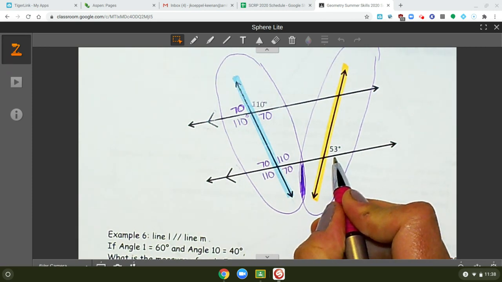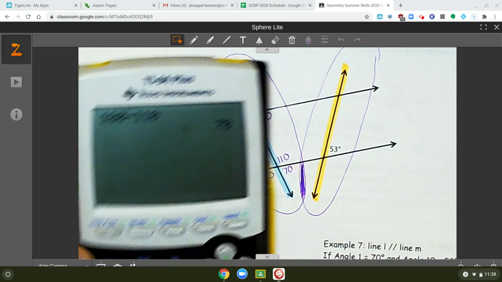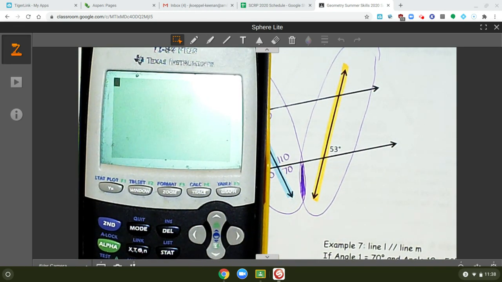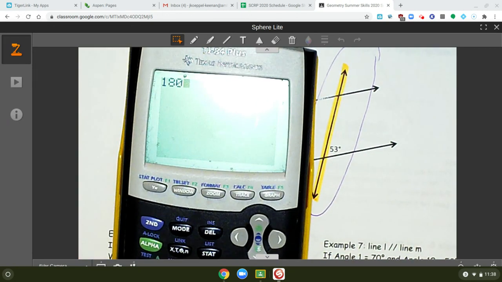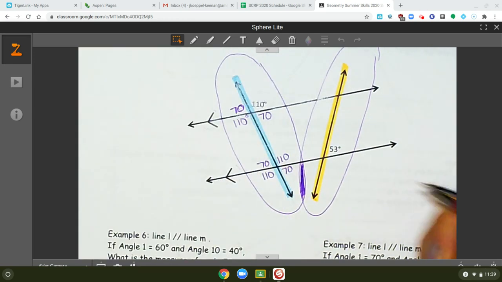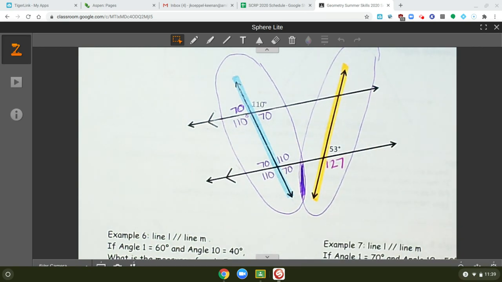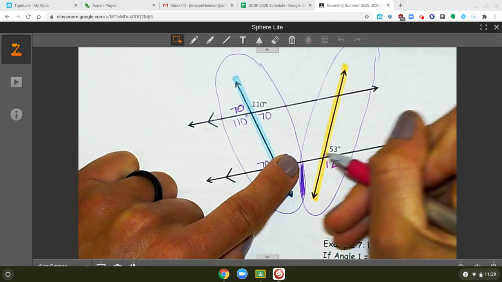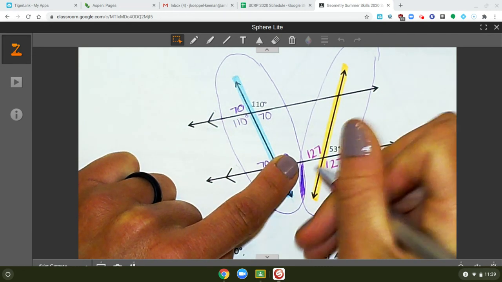We have one of the angles is 53, so that means all of the other angles are going to have a relationship to that 53 degree angle as well. So the first thing I'm going to do is find its linear angle. So 180 minus 53, and we get 127. So the angle directly next to it here would be 127. Also, the angle right next to it over here would also be 127, and its vertical angle would be 53.